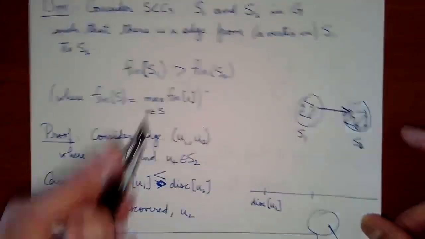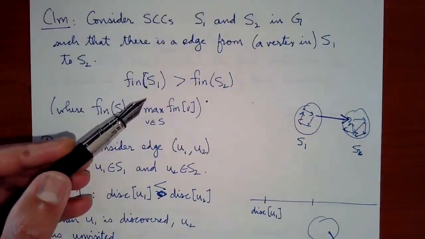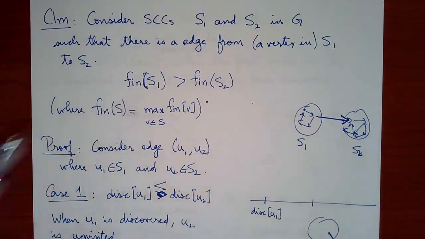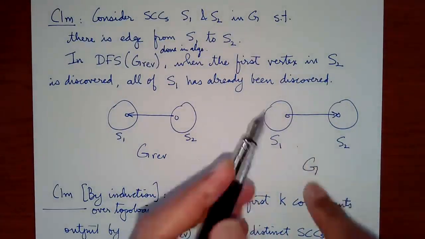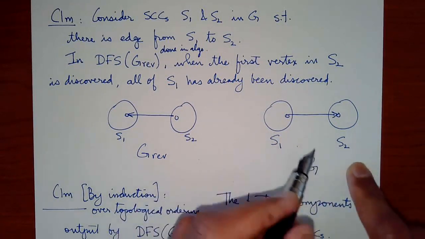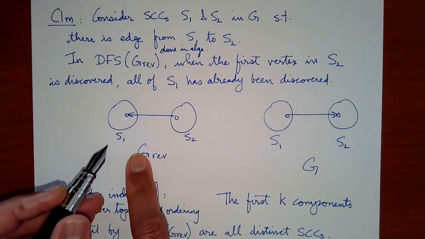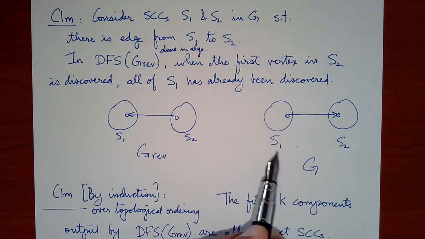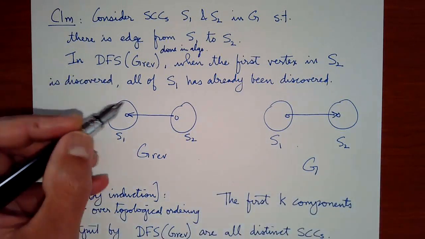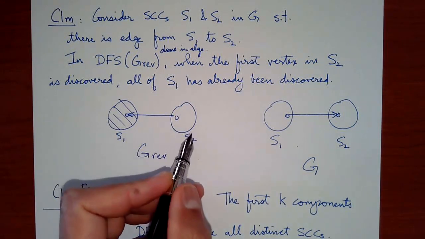If you combine all of these, you should see what is going on. This is sort of the fundamental key. So you can argue that some vertex in S1 is finished before S2 in the first DFS. So in the second DFS, you will always process a vertex in S1 before you process S2. So you're going to visit all of S1 as soon as you process that vertex before you visit S2.